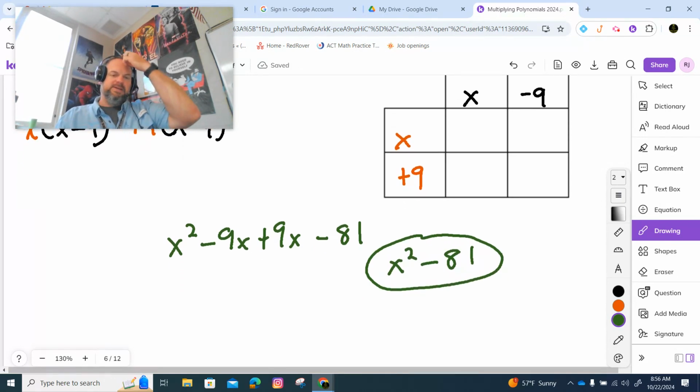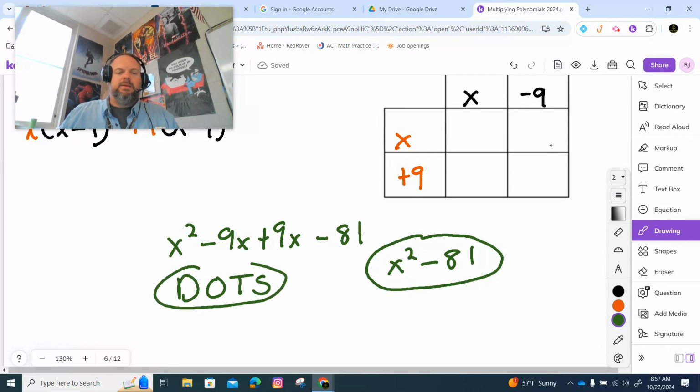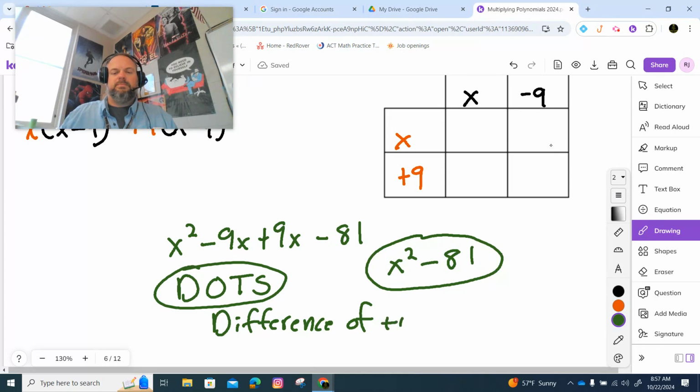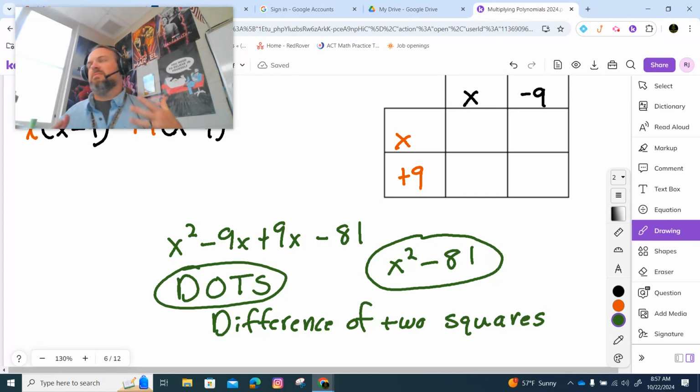The top part, again, are your terms. The bottom part is your final answer. This, like I said, has a special name. Okay, this is called a DOTS problem, which stands for difference of two squares.